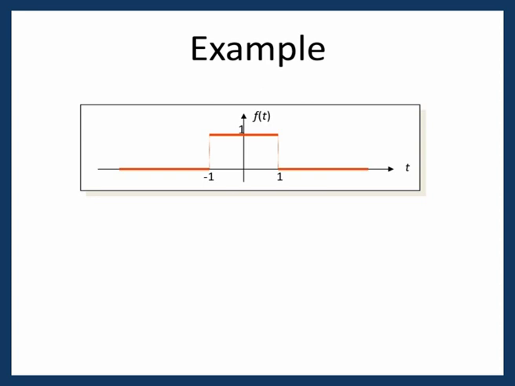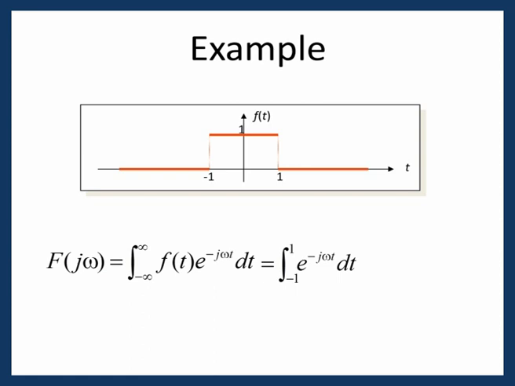Let us see how I can get a frequency component from this. We all know the formula: F(jω) is equal to the integral from -∞ to +∞ of f(t) e to the power of -jωt dt. Now, what is the next step for us? The next step is that we have to change the integration limits. The signal exists only between -1 and +1. So, change the integral limits to -1 to +1, and then it will be e to the power of -jωt dt.